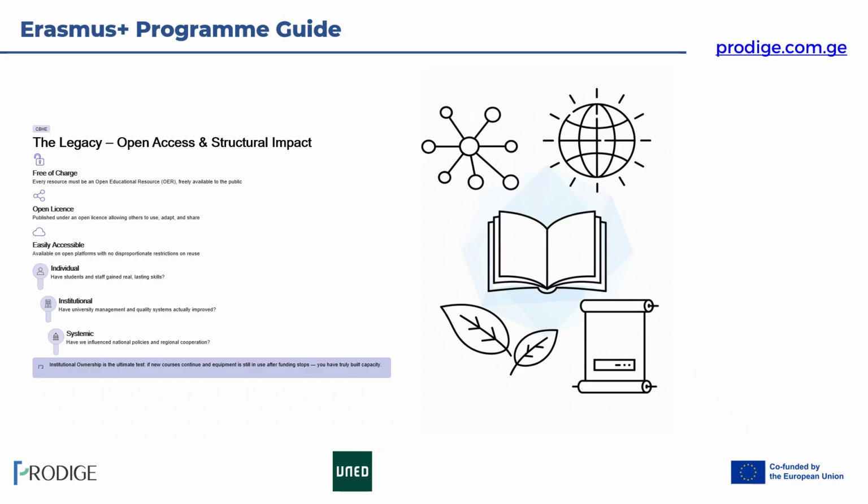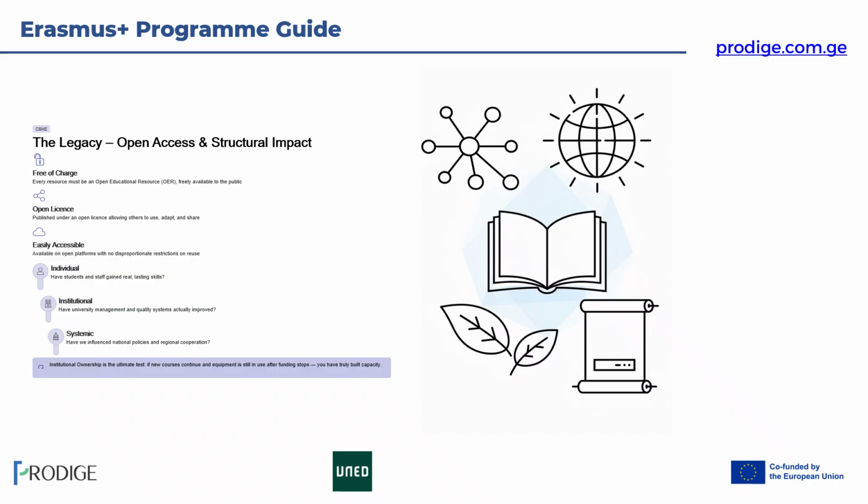Finally, we look at the afterlife of the project. Sustainability is the ultimate test. We measure success at 3 levels: individual, have students and staff gained real skills? Institutional, have university management systems actually improved? Systemic, have we influenced national policies? Your proposal must demonstrate institutional ownership. If the new courses continue and the equipment is still in use after the funding stops, then you have truly built capacity.